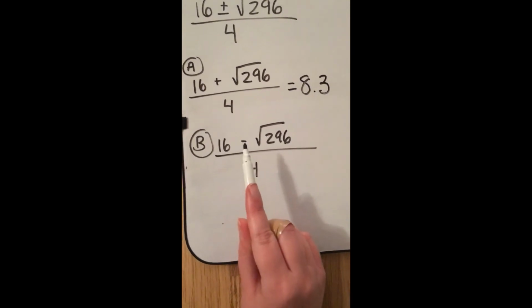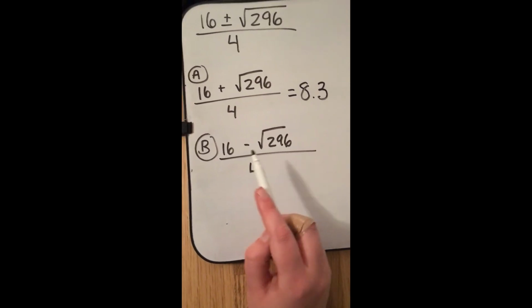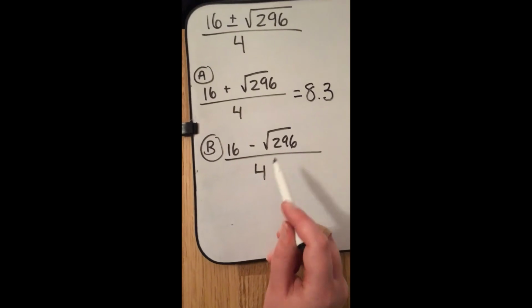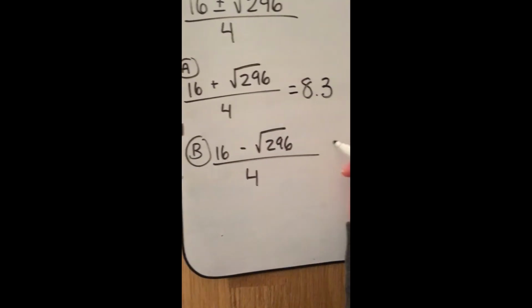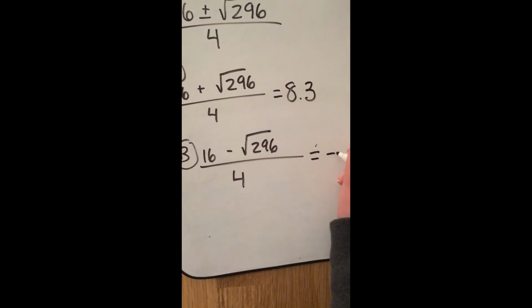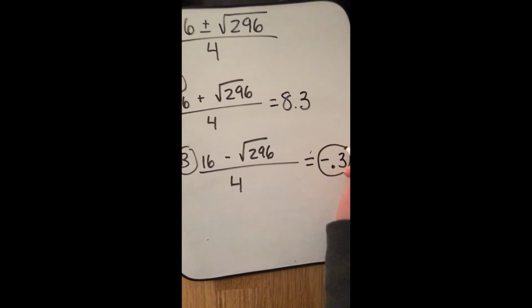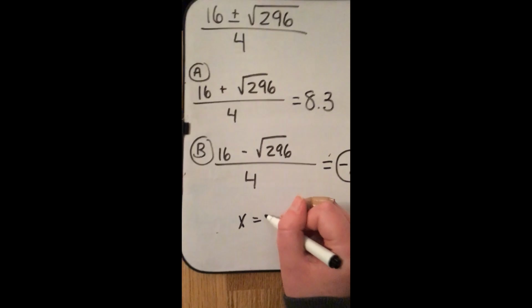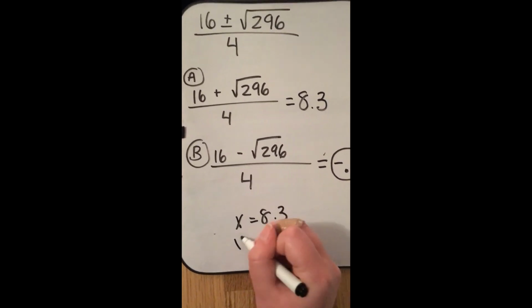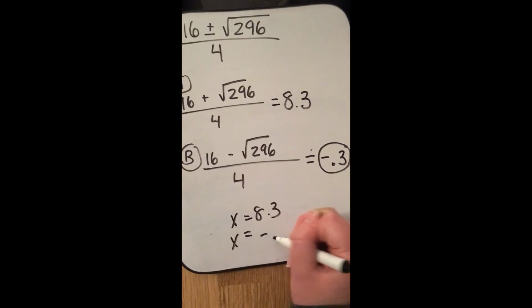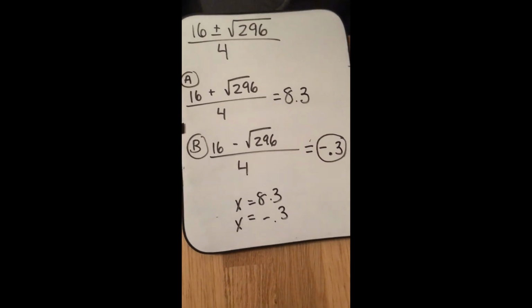Now 16 minus the square root of 296. You plug that into the calculator and divide that by 4. You are going to get negative 0.3. So x is going to equal 8.3, and x is going to equal negative 0.3.